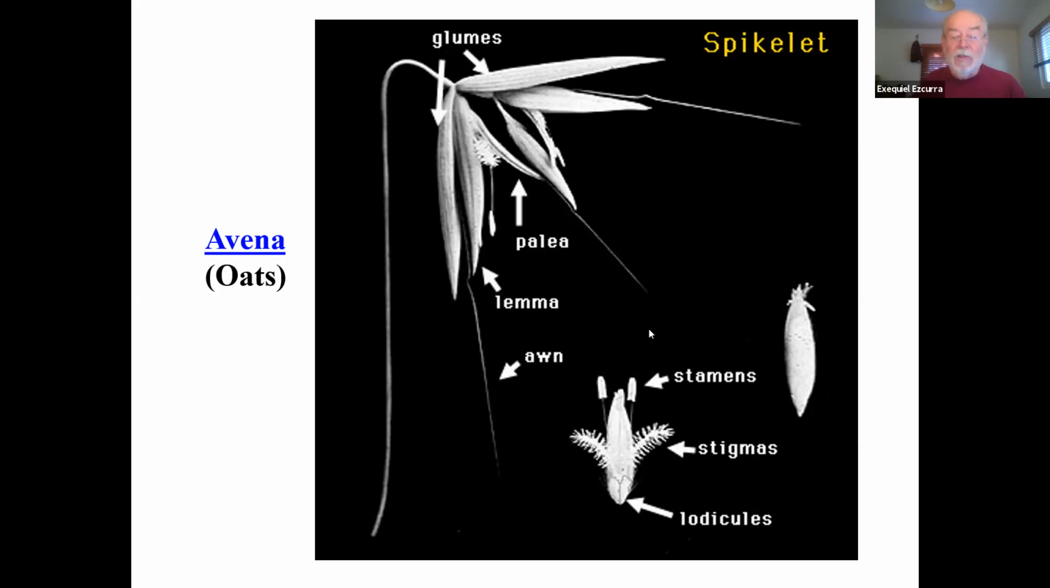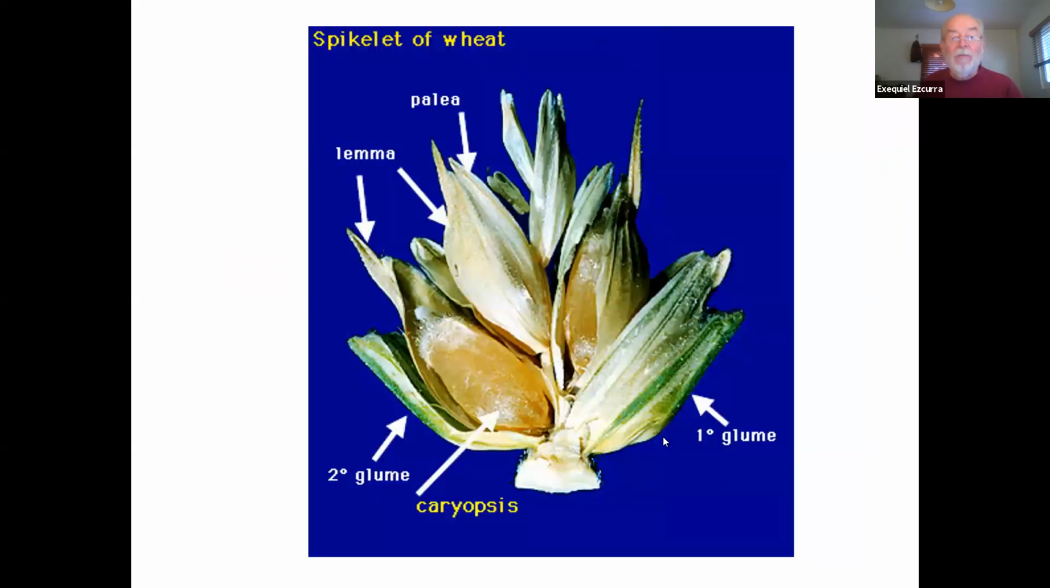Here, the person that took this photograph has removed the anthers and the plumose stigma, and you can see here the ovary with the two stigmas coming out. That thing you see in the back is the palea. You can see the two stamens, and you can see the lodicules here quite well, which are the remnants of vestigial petals of the flower.